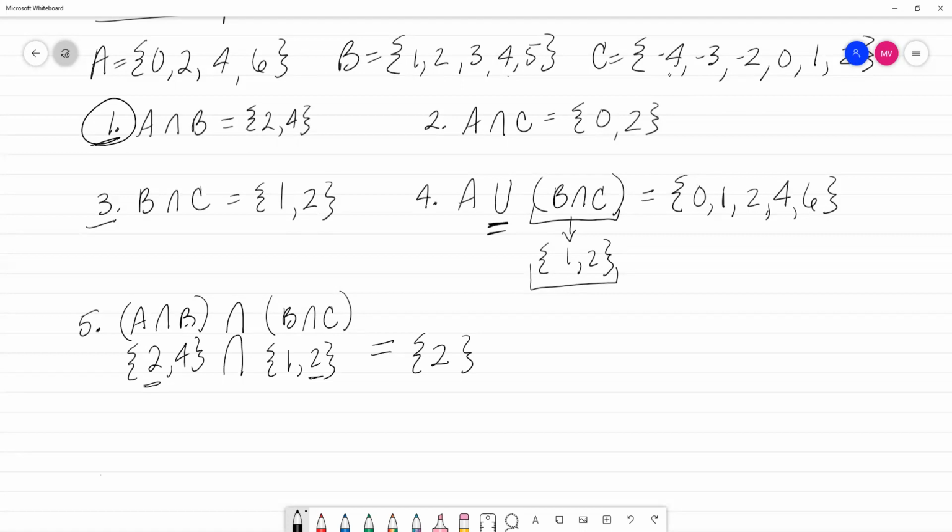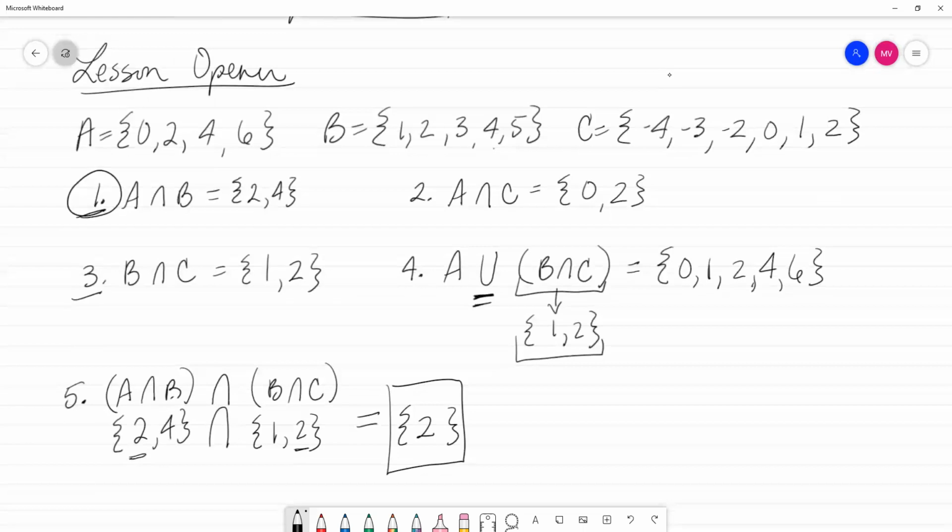I get that one, I just don't understand 4. I don't get the union stuff. Okay, intersect. So in number 4, we defined B intersect C as 1 and 2, the one I put below it there. Now what's in A? 0, 2, 4, 6.